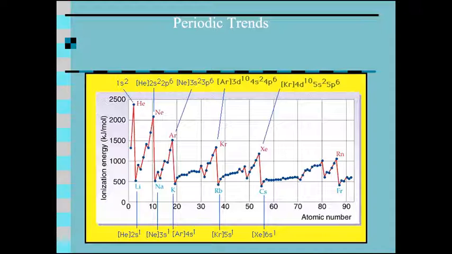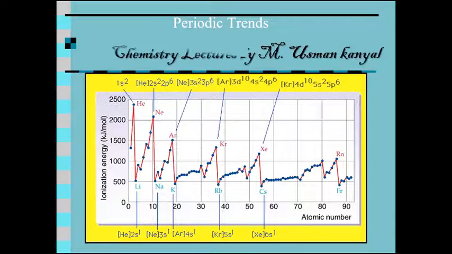Bismillahirrahmanirrahim. Today we will discuss periodic trends. Periodic trends are simply defined as the behavior of certain properties along a period or along a group from top to bottom in a periodic table.